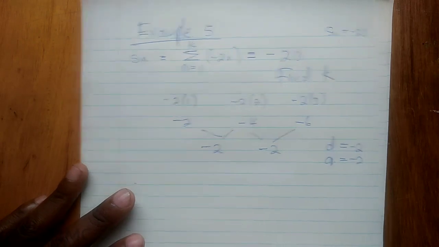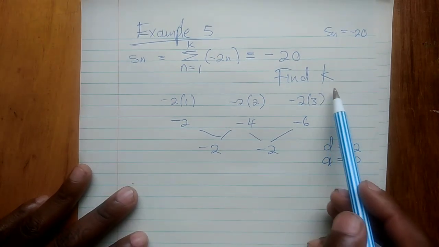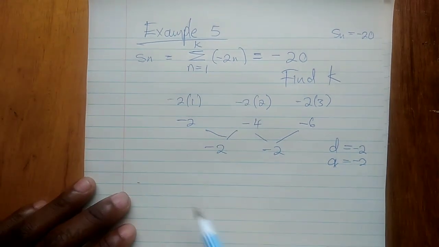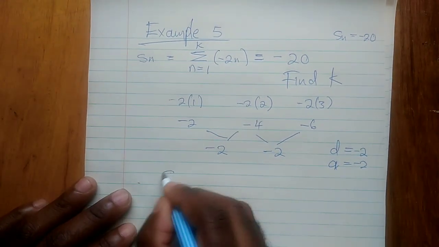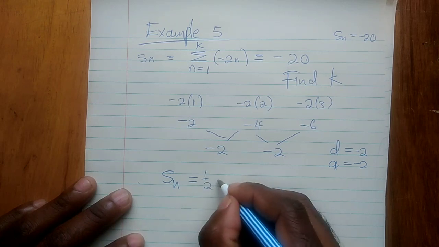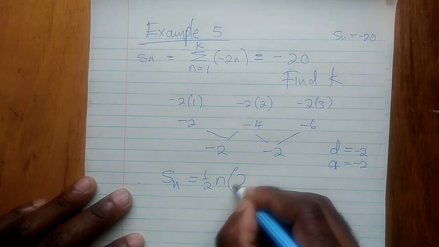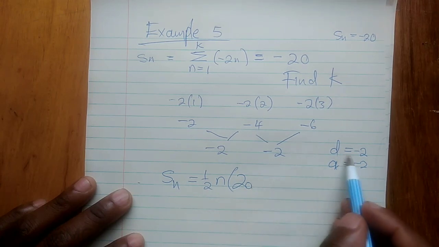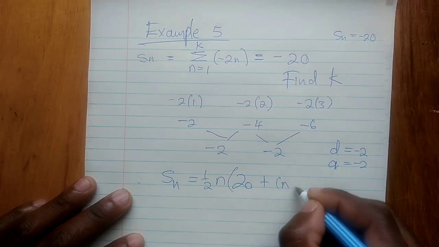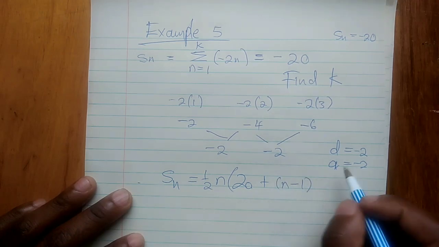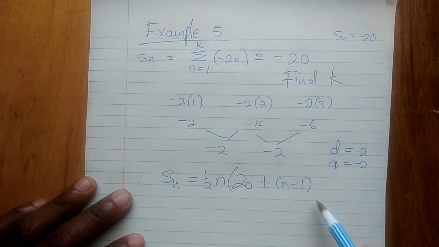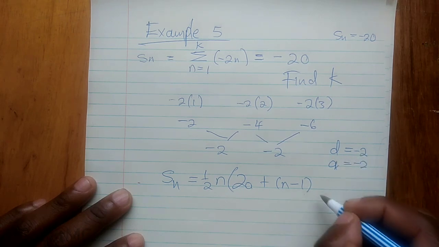So what are we supposed to find? K is the same as just saying find n. Remember, in our formulas, when you write Sn is equals to half n times 2a, I have the common difference, so I'll use the formula that has got the common difference. I don't have the last term, but I have the common difference, so I will use this formula, the expanded one.